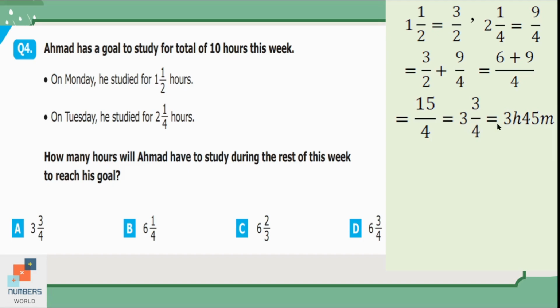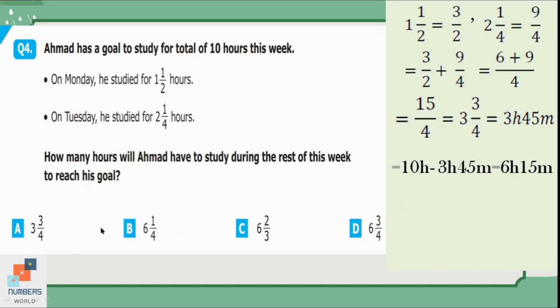We can convert it into time directly, like 3 hours and 45 minutes, because 3 by 4 of an hour is equal to 45 minutes. We need to know for how many hours Ahmed has to study for the rest of the week. So we will subtract 3 hours 45 minutes out of 10 hours. The answer is equal to 6 hours and 15 minutes.